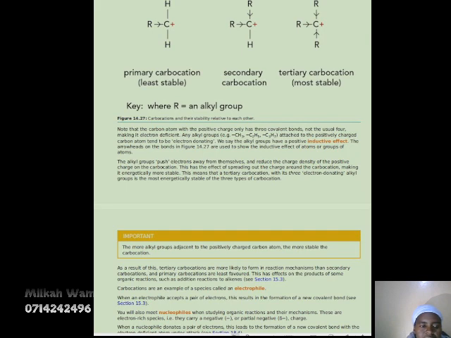So generally, the more alkyl groups that are next to the positively charged carbon atom, the more stable the carbocation is. So that is why the tertiary carbocations are most stable, and they are likely to form in most reaction mechanisms than the secondary carbocation and even the primary carbocation. So carbocations are examples of species that are known as electrophiles, the electron donating groups. So later on we are going to discuss the nucleophiles in later videos.